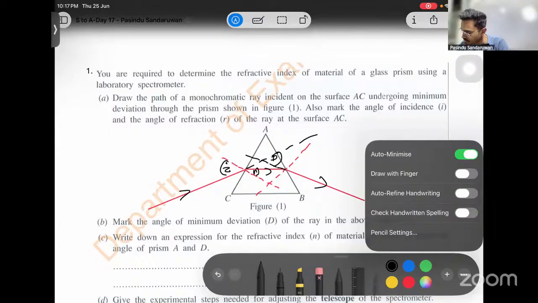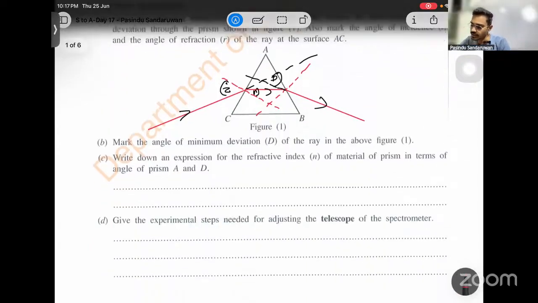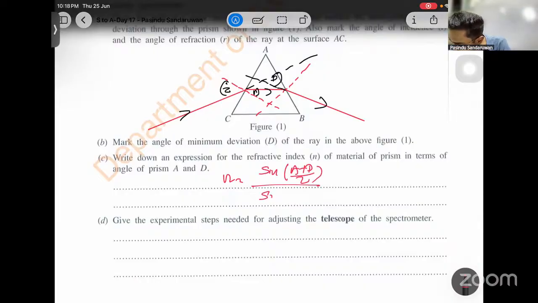Next, mark the angle of minimum deviation D of the ray in the above figure 1. I marked it already. Write down an expression for the refractive index N of the material of the prism in terms of the angle of prism A and D. That's a proved equation. We know N equals sine of (A plus D) over 2, over sine of A over 2.